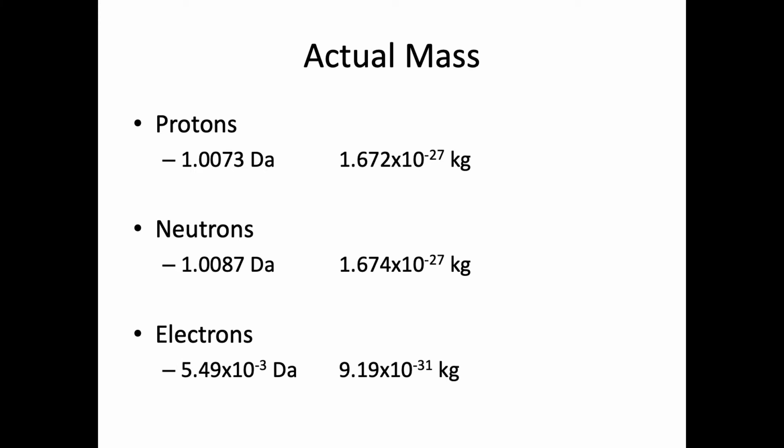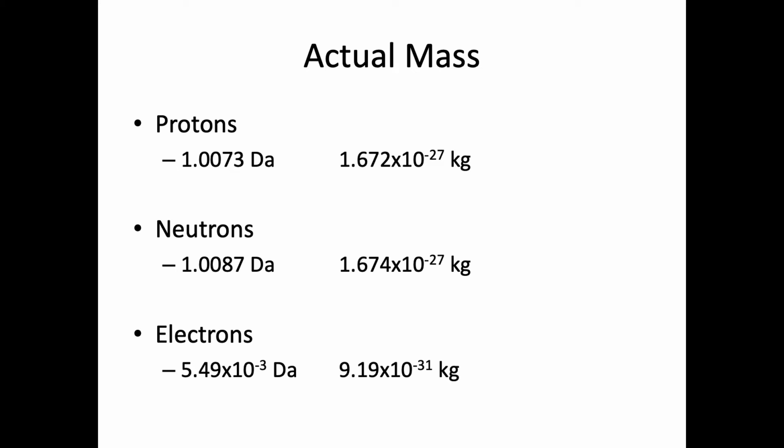And so the actual masses of the protons, neutrons and electrons are listed here. Now, instead of AMU, we're using Daltons, and a proton is 1.0073. Neutrons are 1.0087, so they're a little bit larger, a little bit heavier than the protons. And the electrons are basically 5.49 times 10 to the minus 3 Daltons, and they're very, very small. Hence, you'd see the difference in masses.